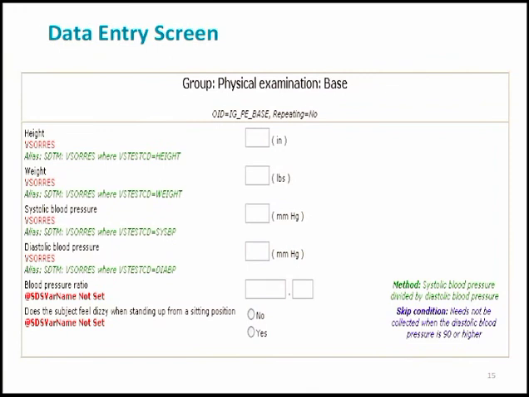Data entry screen. In the data entry screen, the group physical examination consists of height, weight, systolic blood pressure, diastolic blood pressure, ratio, and whether the subject feels dizzy when standing up from a sitting position. The ratio is calculated as systolic blood pressure divided by diastolic blood pressure. The skip condition is that it need not be collected when the diastolic blood pressure is 90 or higher.